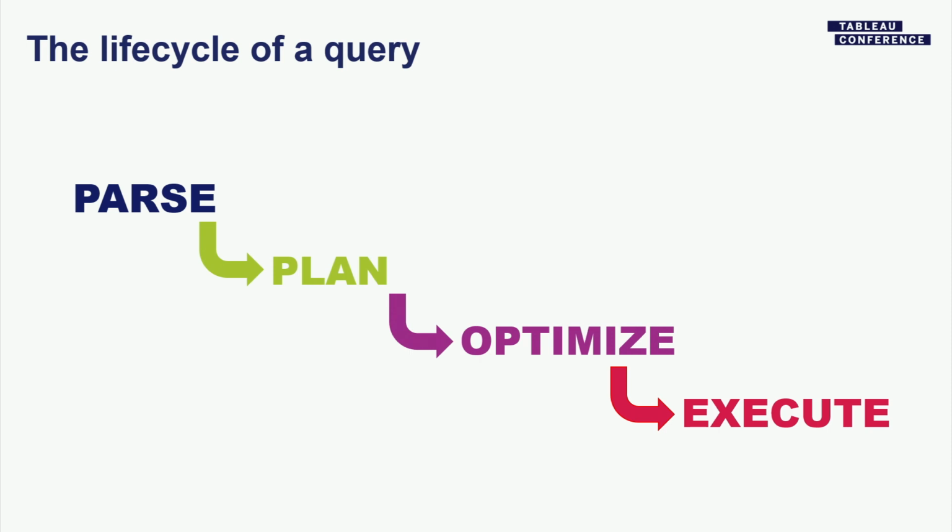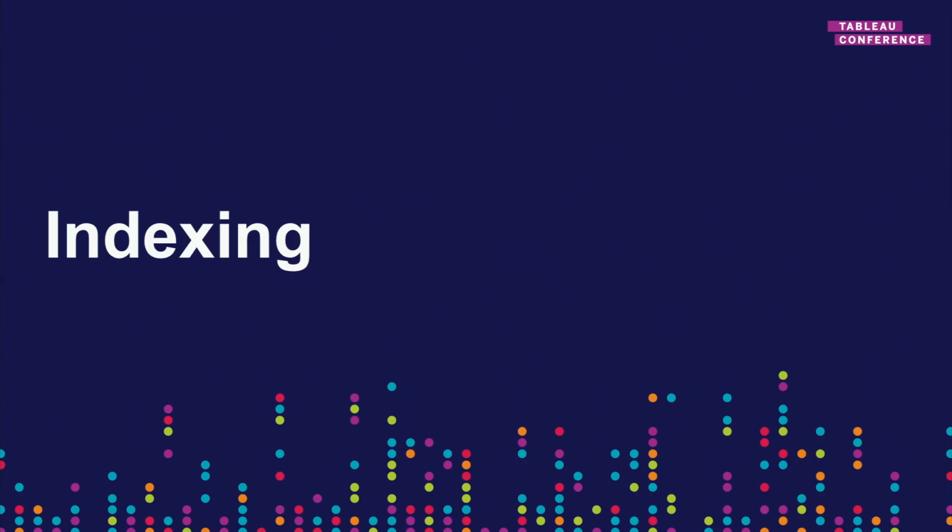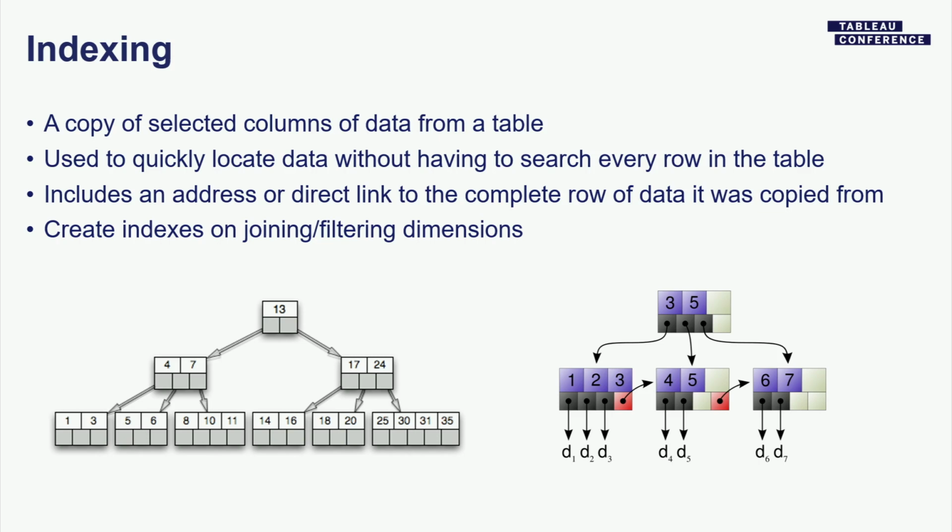We can use database objects like an index. An index is a copy of a selected column from a table. They are used to quickly locate data without having to search every row in the table. And it can have tree structures like B plus trees, B minus trees, but also hash tables. There's a lot of different index structures.